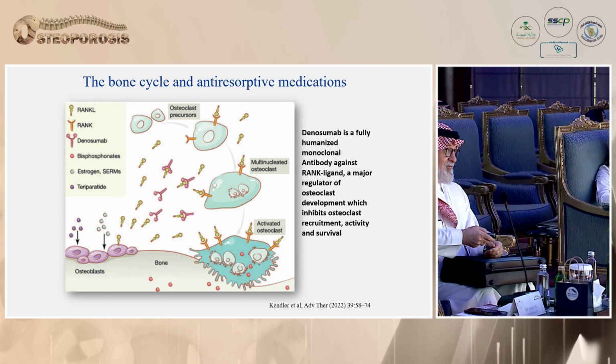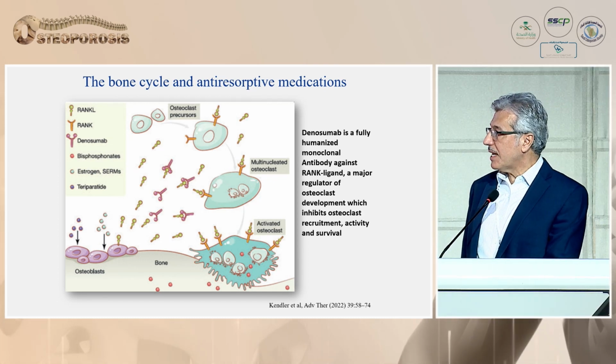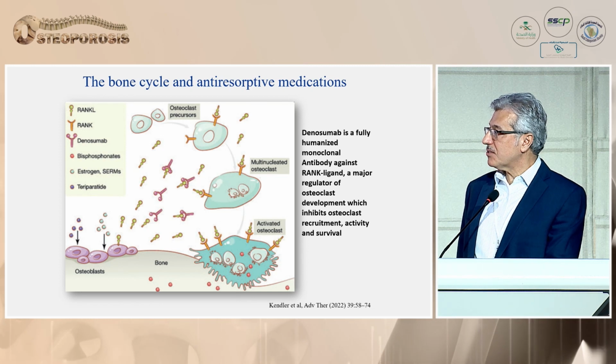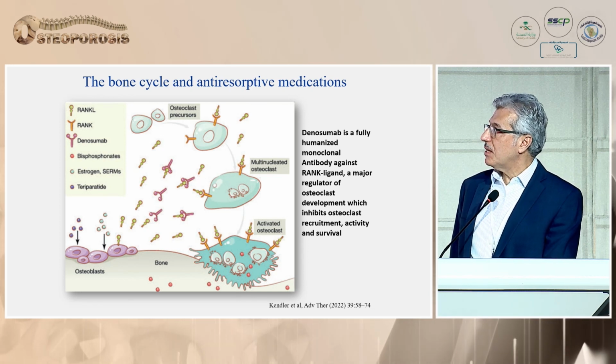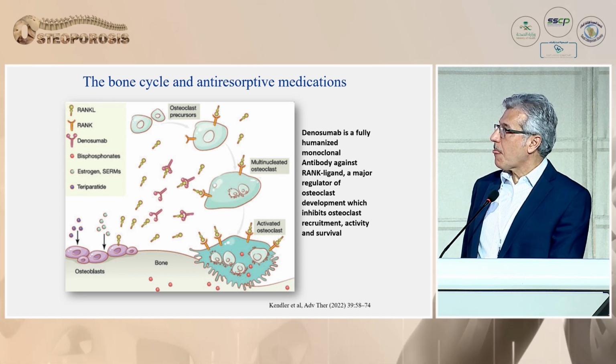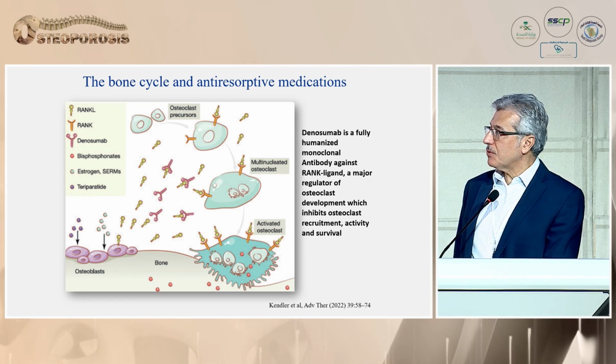Okay, how does this process go on? The osteoclasts actually are the ones that start the whole process by producing certain proteins called RANK ligand. The RANK is the receptor on the osteoclast.